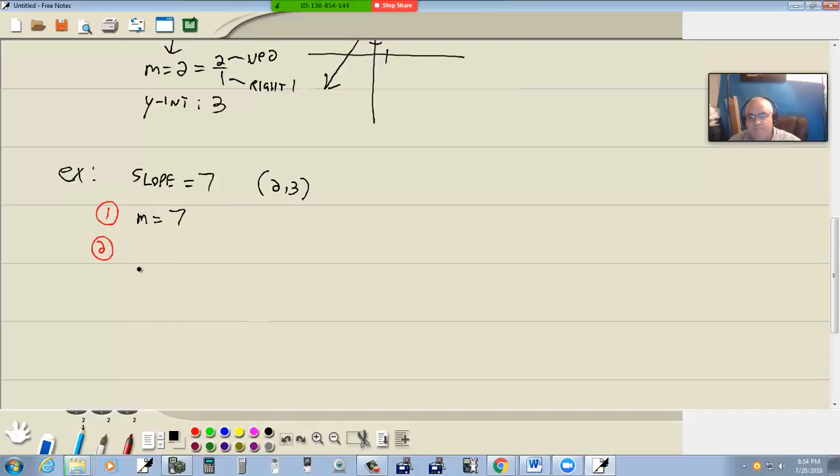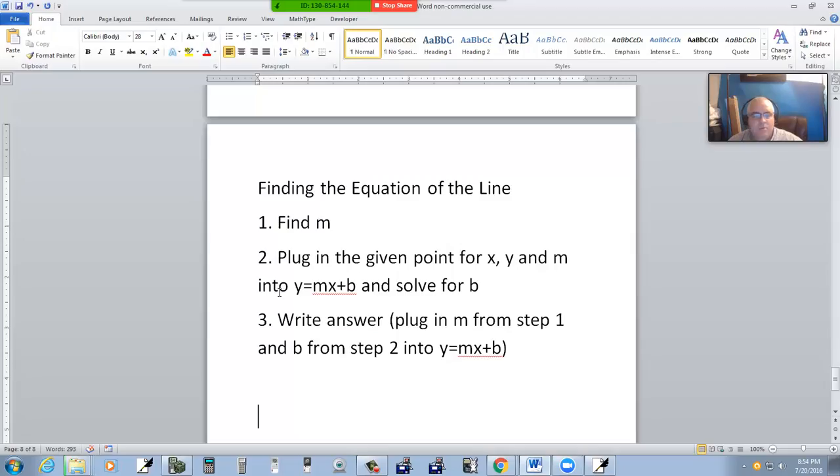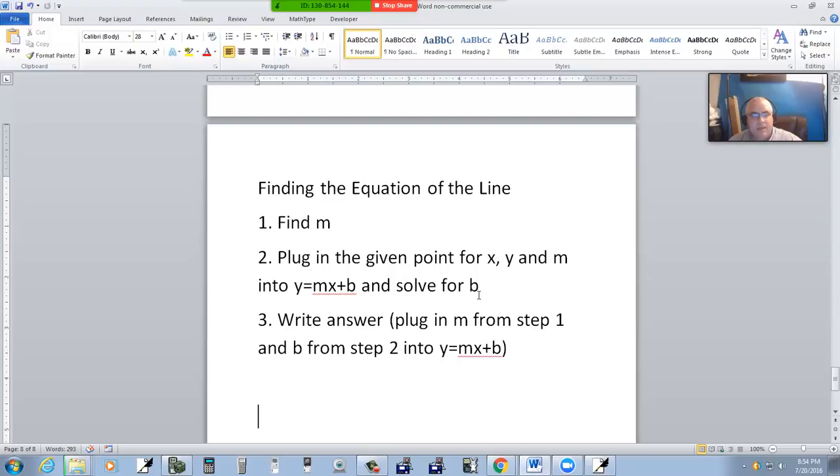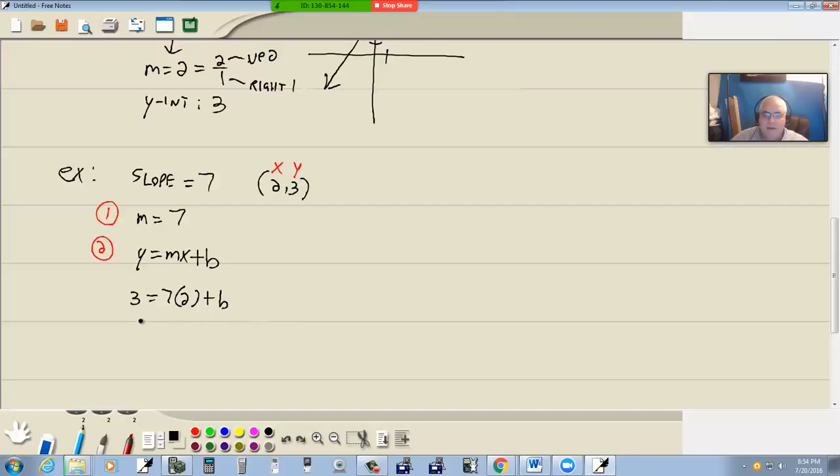Step 2, plug in the given point for x and y. When they give you a point, they're giving you a specific instance of x and y you can use. So we're going to plug in 3 for the y. M, we just said in step 1, was 7. And x is 2, plus b. And then I say and solve for b. So we got 7 times 2 is 14 plus b, takes 14 over, becomes a negative 14. And we get b is equal to negative 11.